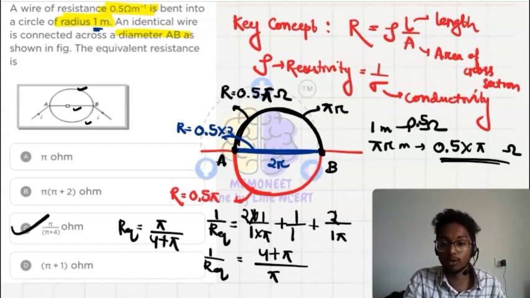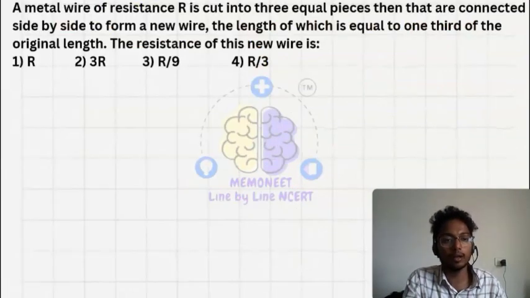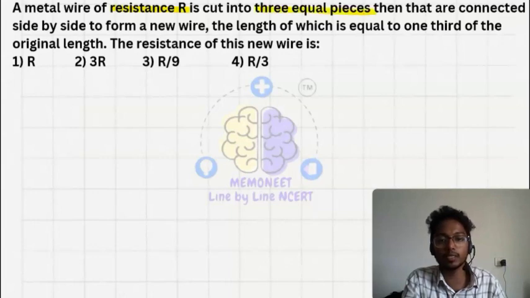Okay, I hope you understand this type of questions. A metal wire of resistance R is cut into 3 equal pieces, and then they are connected side by side to form a new wire, the length of which is equal to 1/3 of the original length. What is the resistance of this new wire?